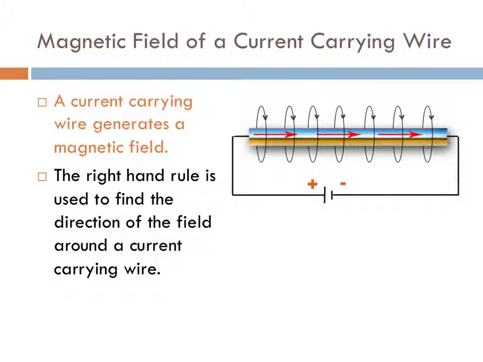Magnetic fields can be created by charges that are moving. So if we have a wire that has a current running through it, it actually generates a magnetic field. And we're going to be able to determine the direction of the magnetic field with a new right-hand rule.